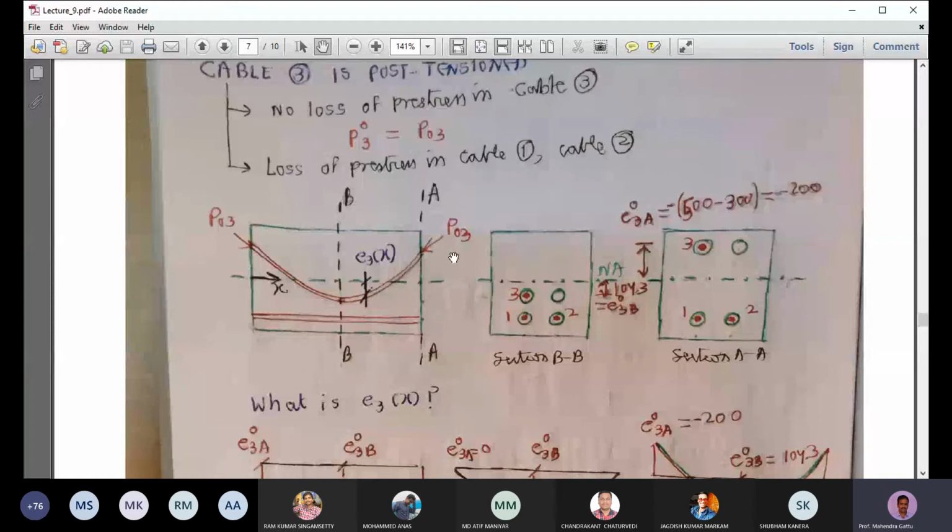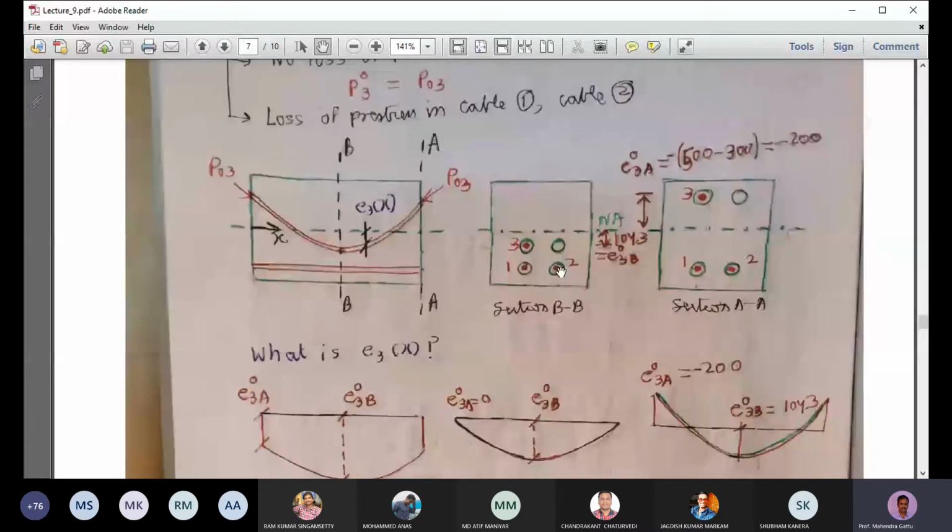First of all, we'll look at that mid cross section here. So we have cable 1, cable 2 already present. Cable 3 is now post tensioned. And here at the end cross section, we have cable 1, cable 2, and we have that cable 3, which is post tensioned. So the eccentricity of cable 3 at the mid cross section is plus 104.3, that is 304.3 minus 200, which is 104.3.